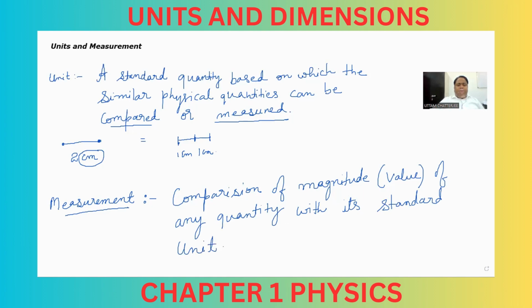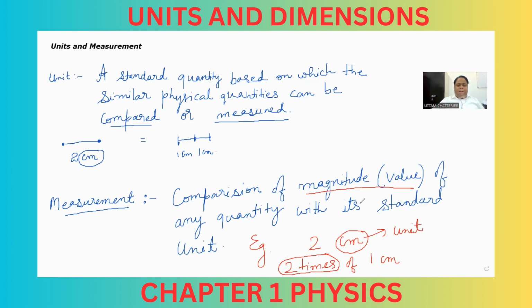Let us take one example. As we have taken example 2 centimeter, here centimeter is unit and it is 2 times of 1 centimeter. So it is showing how many times it is more than the unit value, the magnitude. So my measurement is nothing but comparison of magnitude or value of any quantity with its standard unit.